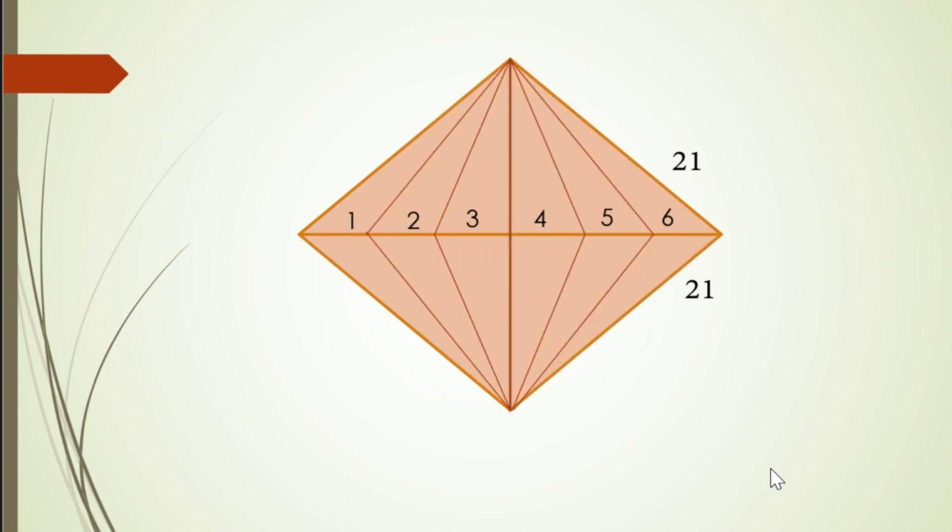In short, whatever the number of triangles we have for the horizontal line, the same number of triangles can be formed for the vertical line as well. So simply add 21 for the upper portion, 21 for the lower portion, and 6 for the vertical line. This gives the total number of triangles in this figure, that is 48.